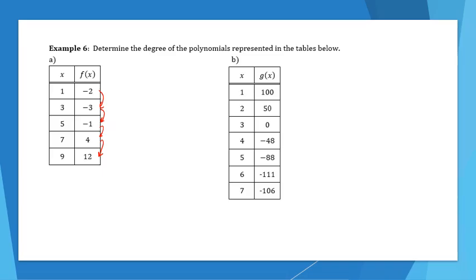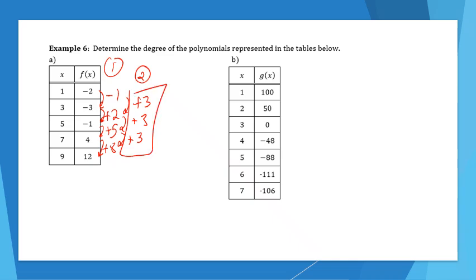All right, so here, -2 to -3, we're minusing 1. -3 to -1 is +2. We have +5, and then +8. Continuing this, we have +3, +3, +3. So our first differences are not the same, but our second differences are. They're all +3. It's a beautiful looking table. And so our degree should be 2, because that's the number of columns it takes for us to get the same number.